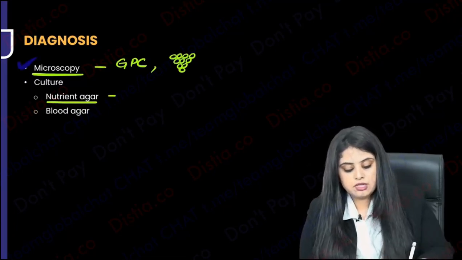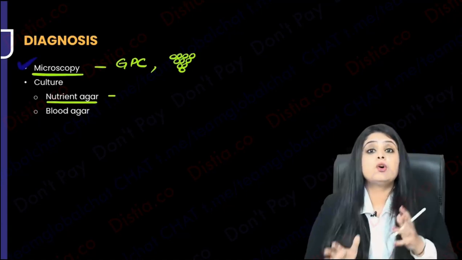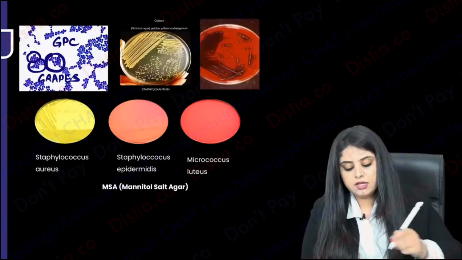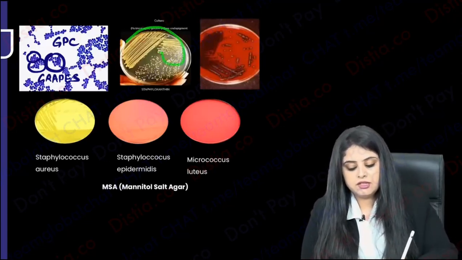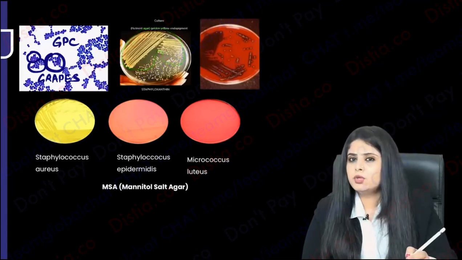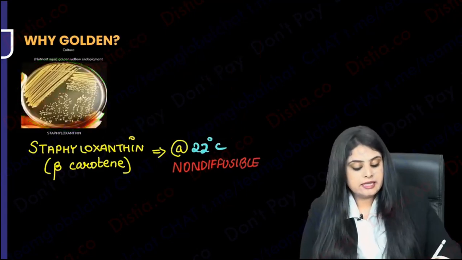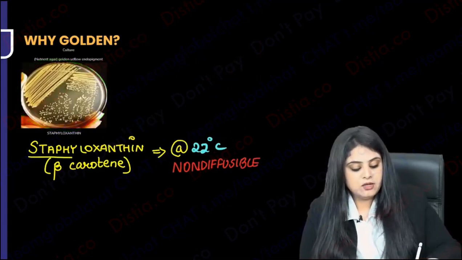If I show you nutrient agar, did I tell you it's Staphylococcus aureus? Aureus means golden color. So now what are you going to see? On a nutrient agar, can you see there is a goldenish color available? Do you want to go into the details of it? Okay, so why golden? What is golden? There is a pigment called staphyloxanthin.